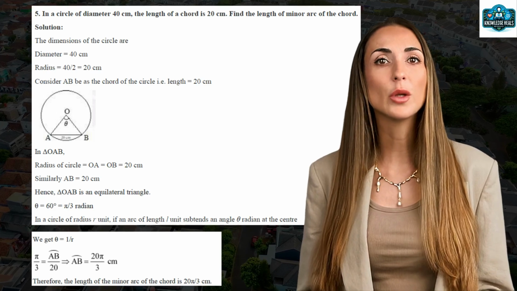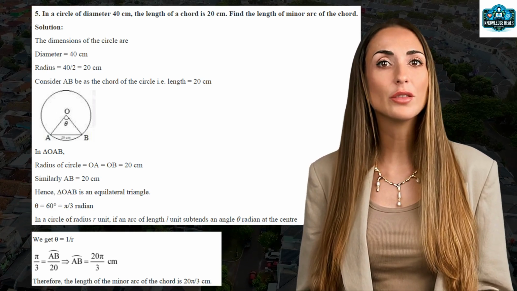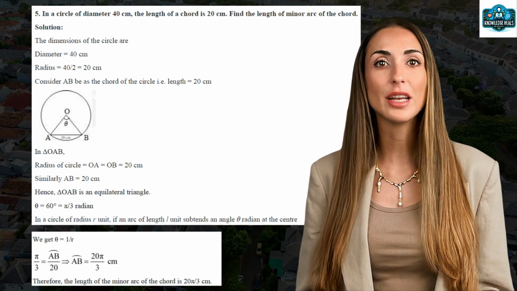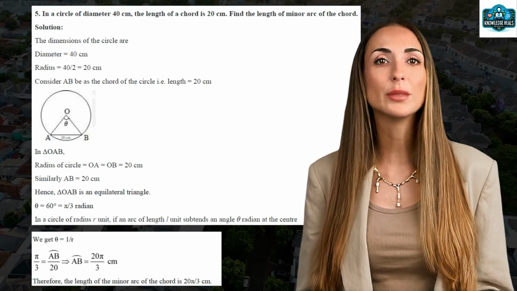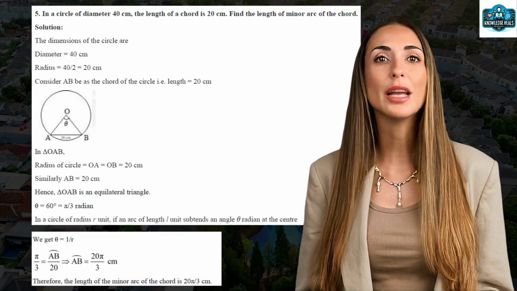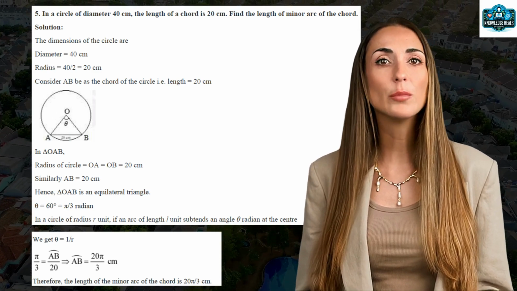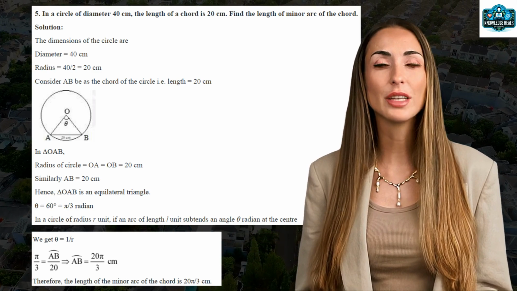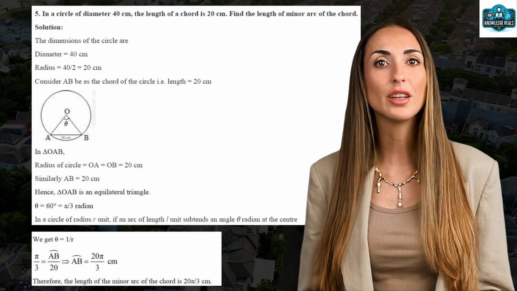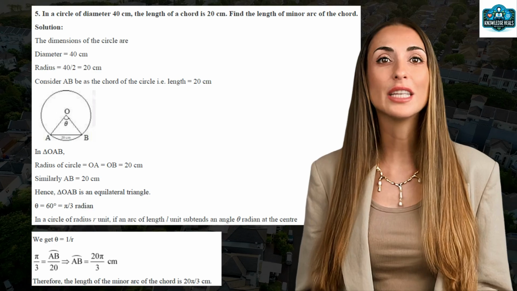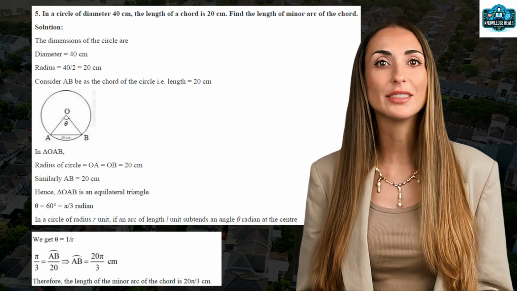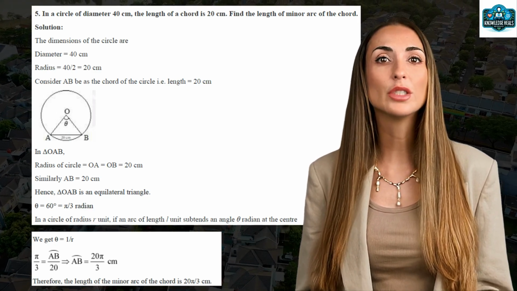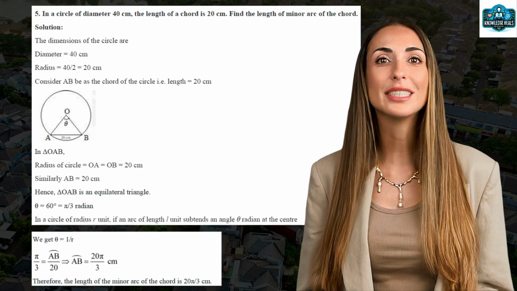Now we will move to question 5. In a circle of diameter 40 centimeters, the length of a chord is 20 centimeters. Find the length of the minor arc of the chord. Now we move forward to our solution. As we see, the dimensions of the circle are: diameter is equal to 40 centimeters and radius is equal to 40 by 2, which is equal to 20 cm.